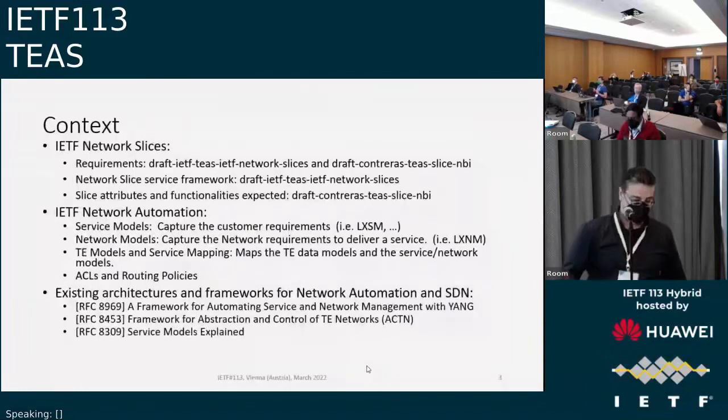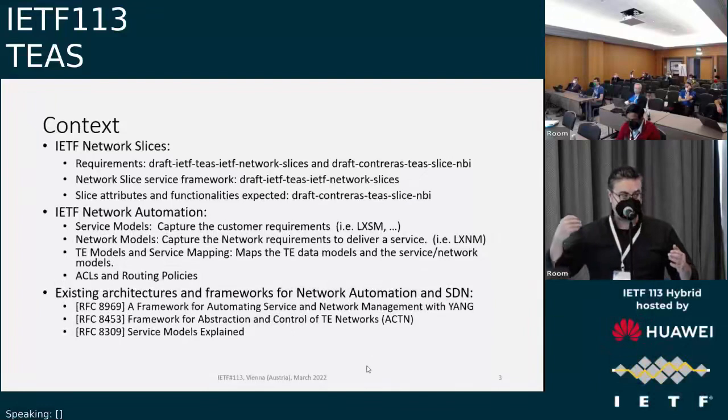So, the context, the kind of material that we are using for this exercise. In the case of IETF network slices, we are looking at the framework document, and also at the use case document that I presented before. This is in terms of requirements, in terms of the framework for providing the network slice services, and also to consider the slice attributes and functionalities that could be expected in a slice. From the point of view of network automation, that could be what we could find in the southbound interface.